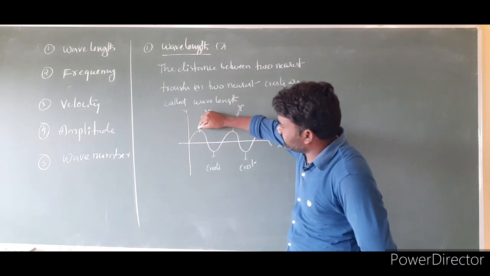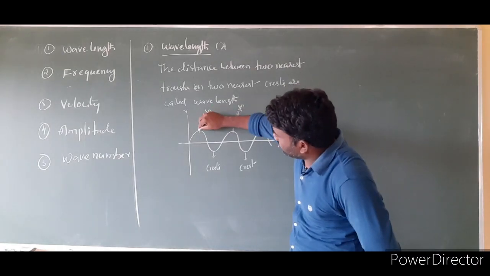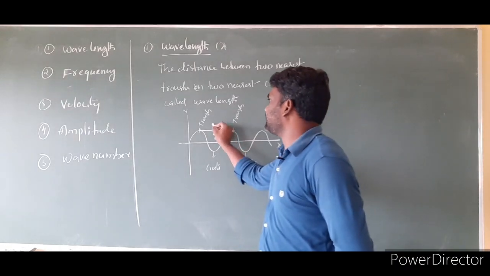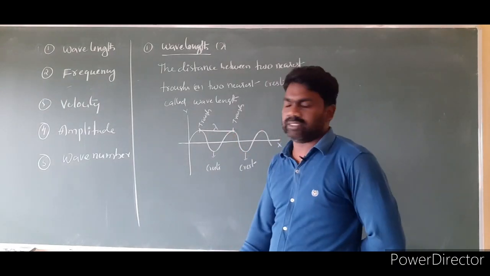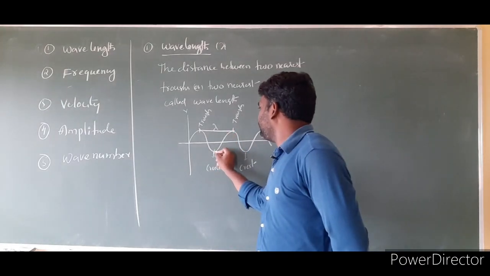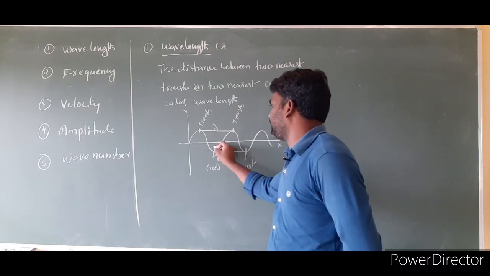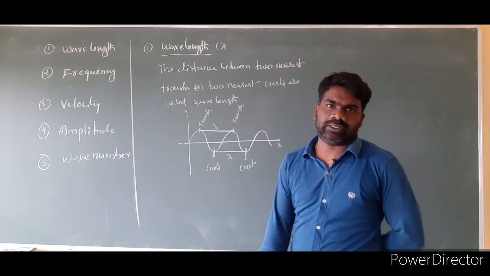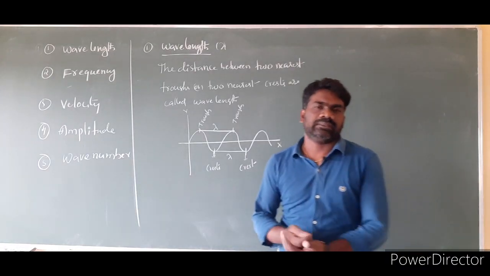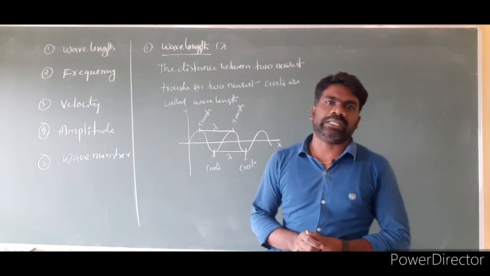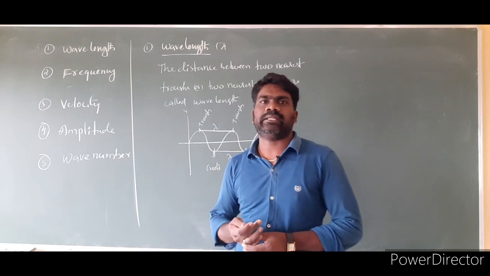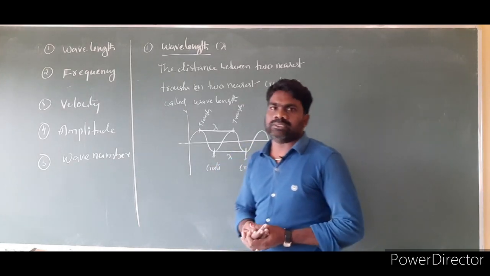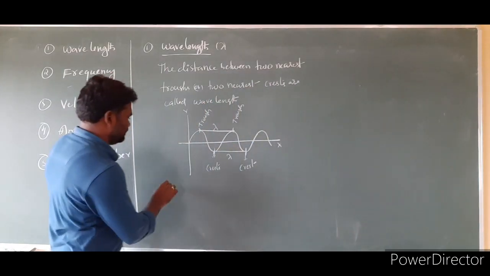So this distance we have taken. The distance between the two nearest troughs, this distance we have to call a wavelength. And the distance between the two nearest crests, this distance also is called a wavelength. A wavelength is defined as the distance between the two nearest troughs or two nearest crests is called a wavelength. Next, the units of wavelength.